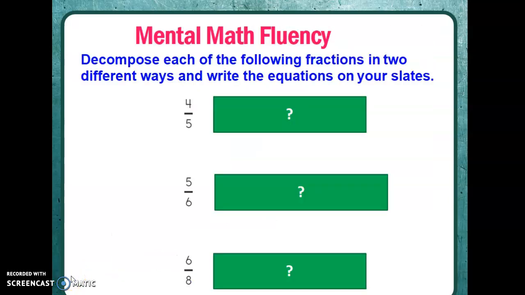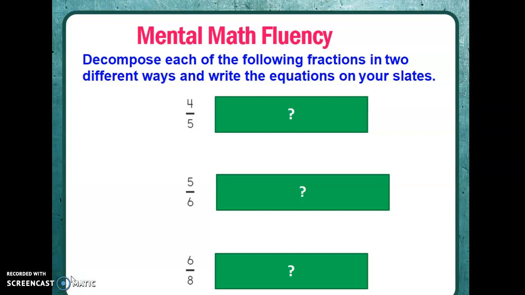Okay, let's warm up our brains with some mental math fluency. You're going to need a whiteboard and a marker, or a piece of paper and a pencil, or something to write on. You're going to decompose each of the following fractions in two different ways and write the equations on your slates. Remember that decompose means to find a way to add different fractions together to get the sum that is noted on the slide.